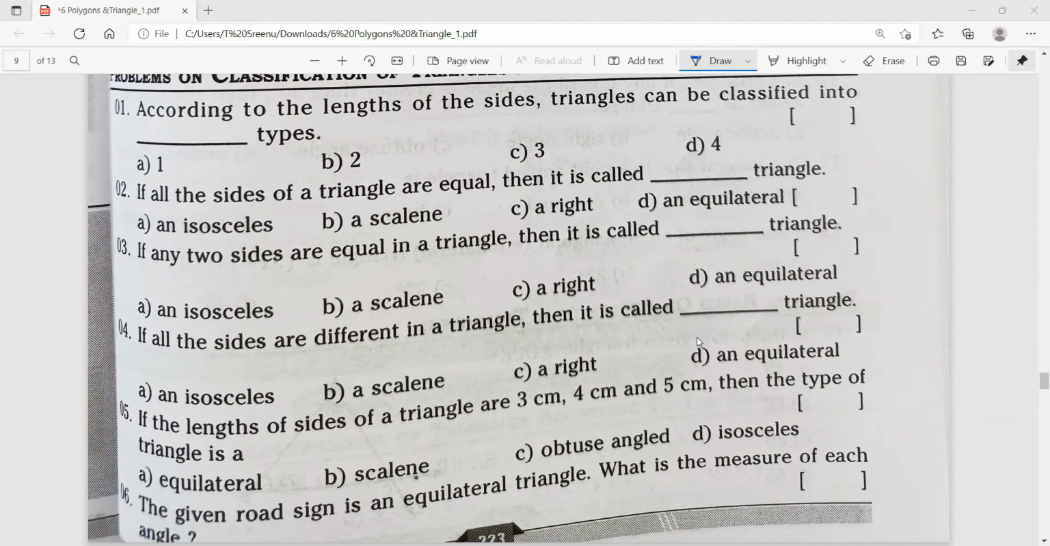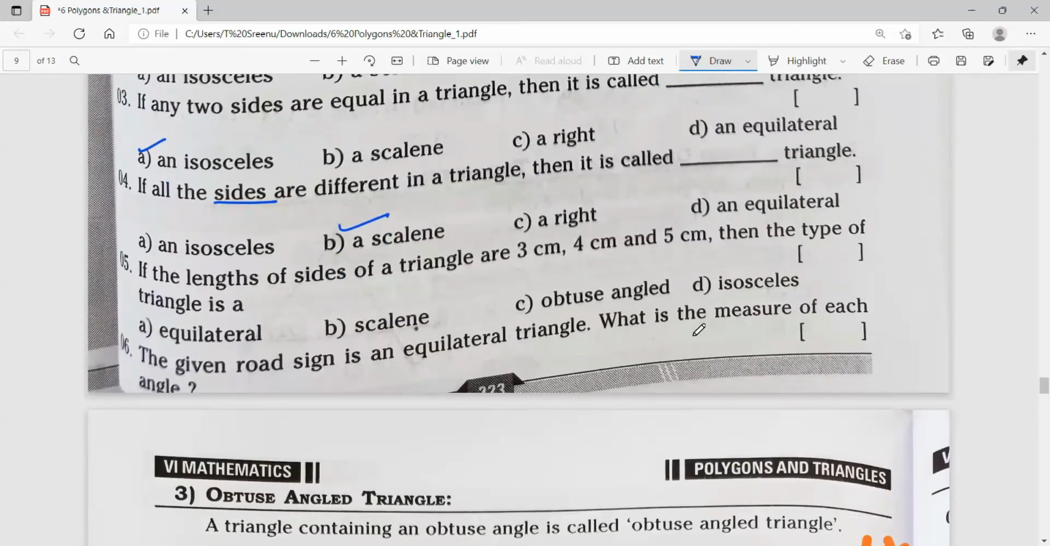According to the lengths of sides, triangles can be classified into three. If all the sides of a triangle are equal, then it is called an equilateral triangle. If two sides are equal, it is called an isosceles triangle. If all the sides are different, it is called a scalene triangle.